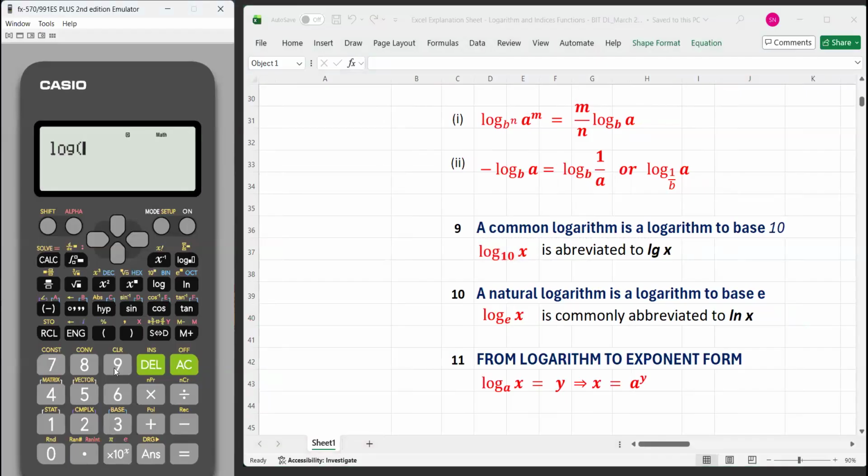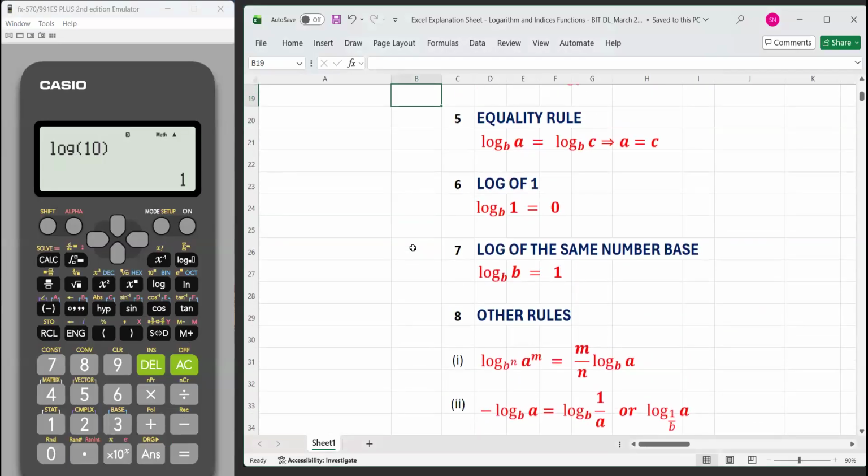So when I say log, for example, log 10, okay? When I close the brackets, you see that it will give me 1, because this log you see on the screen is log to base 10. So log 10 base 10 is actually comparing what we have here, log of the same number to the same base. This, I think, is property 7: when you have log of a number to the same base, it is equal to 1.